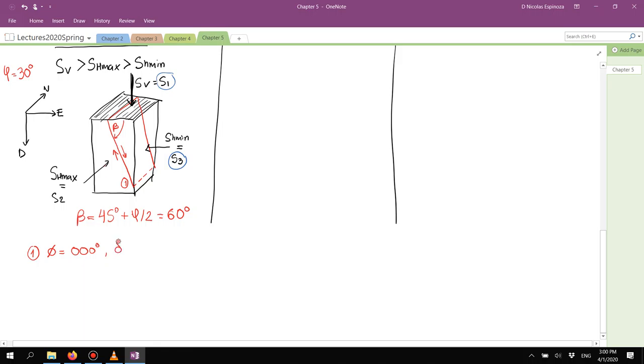And the dip is going to be the angle between a horizontal plane, which is this plane over here, and the plane of the fault, which in this case is beta. So in this particular case, the dip is equal to the angle beta. And this is going to be 60 degrees dipping towards the east.